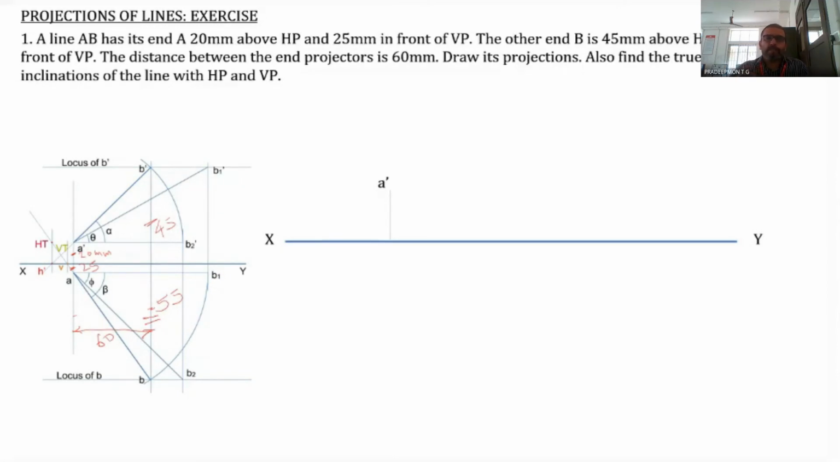A dash. Mark A dash, which is 20 millimeter above the XY line. Likewise, mark A 25 millimeter below the XY line. So A dash and A is marked.